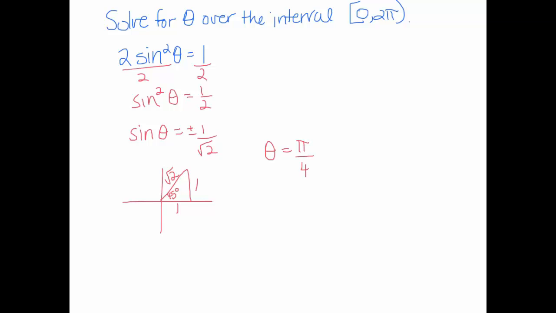is pi over 4. But like I said, we're looking for sine being positive or negative, so we're going to be looking in all 4 quadrants. So our second answer is going to be 3 pi over 4. Our third answer is 5 pi over 4. And our last answer is going to be 7 pi over 4. And again, we only have 4 answers because we're solving over the interval 0 to 2 pi. So we're limited between those 2 values.